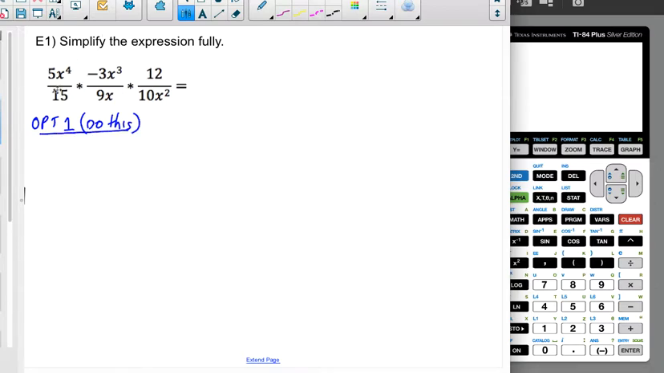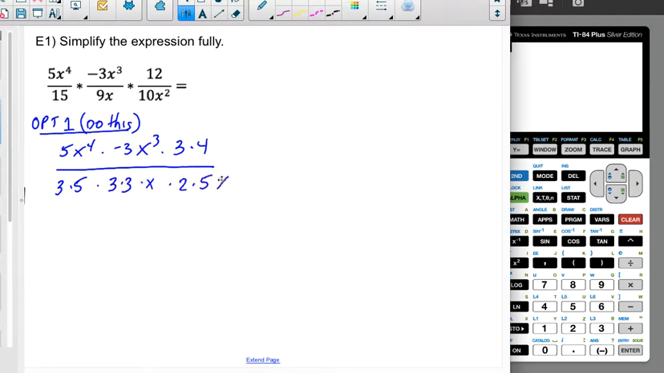Is to either write this out as all the factors, which is fine, and then cancel factors that occur in common. So you could say, oh, it's a 5 and an x to the fourth, and a negative 3 and an x to the third, and then I could write the 12 as a 3 times a 4. I could write it as a 3 times a 2 times a 2, but I probably don't need to. And on the bottom, I'm going to write this as a 3 times a 5, right? I'm going to write the 9 as a 3 times a 3, and I'm going to write the 10 as a 2 times a 5, right?